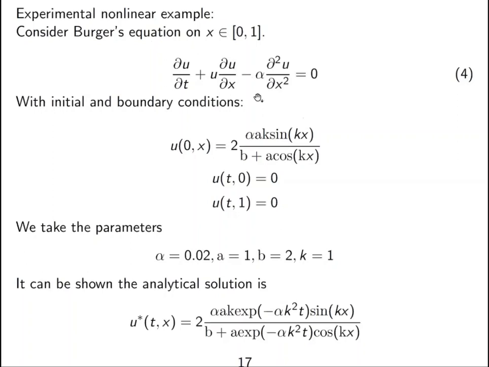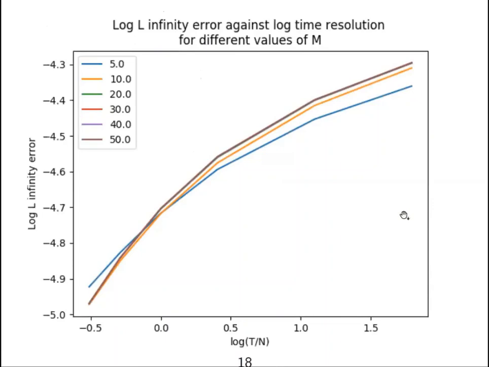And then again, with these initial and boundary conditions, you can solve this equation analytically. So this gives us another nice example where we can easily assess how our algorithm does against the true solution. So again, this is the L infinity error against the log time resolution. You can see the same pattern where the error decreases linearly as you increase the number of positional points. As the logarithm of the time resolution decreases, the logarithm of the infinity error also decreases, roughly in a linear relationship.